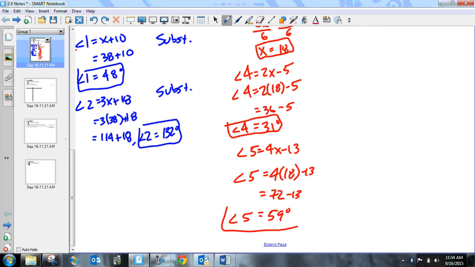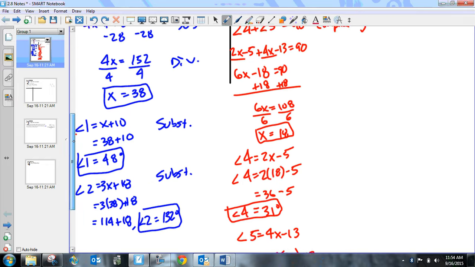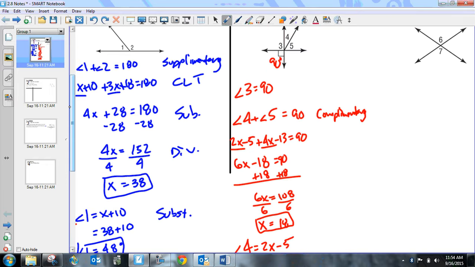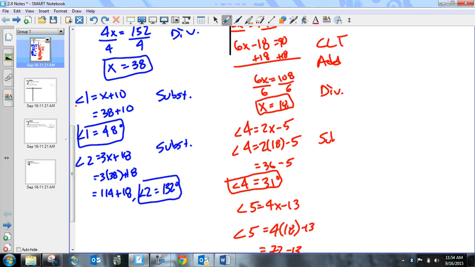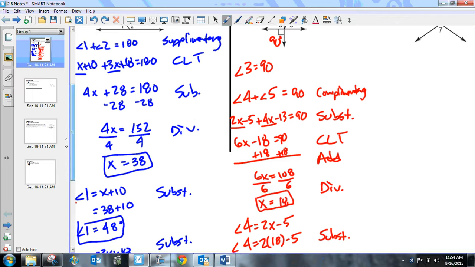All right, so again, if I go back through and justify each of my steps, these are complementary. I substituted these values in for angle 4 and angle 5. I combined like terms. I then added things to both sides. I then divided things on both sides. Then I used substitution here, and then I used substitution down here. So that's how we do that one.